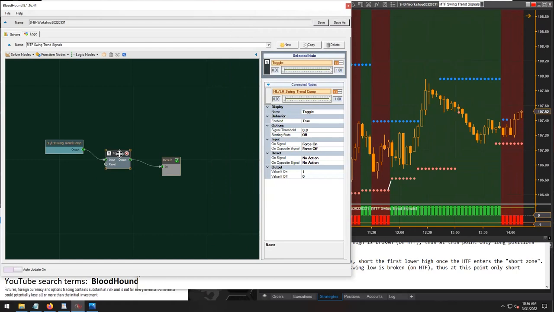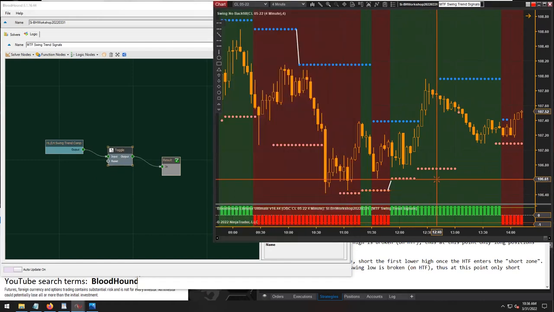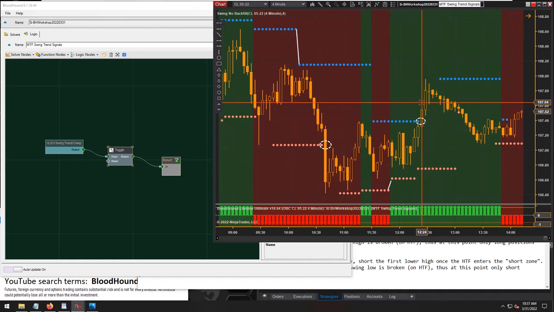All right, so that's part one. Now we need to identify these points right there, when the swing high gets broken, or vice versa, when the swing low is broken. So how do we do that? Well, for the swing high, we can look at the high of the bar.